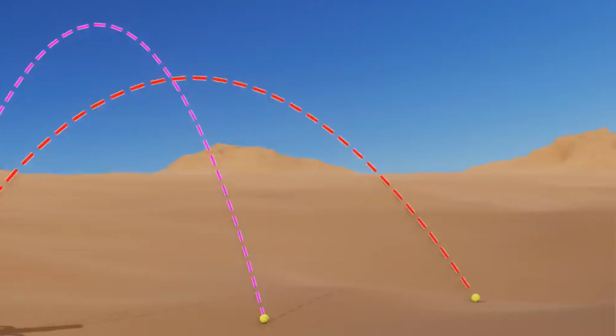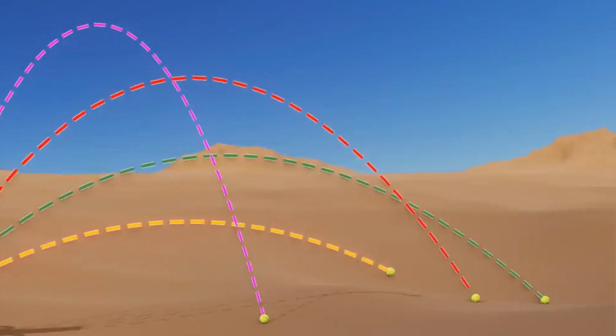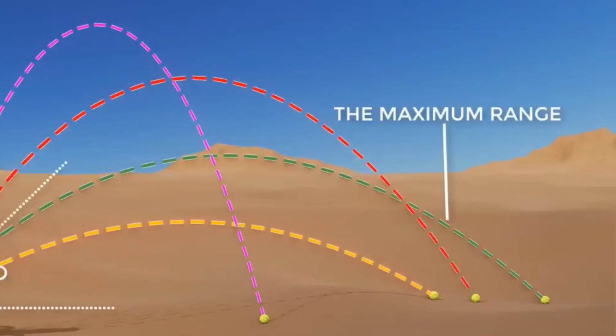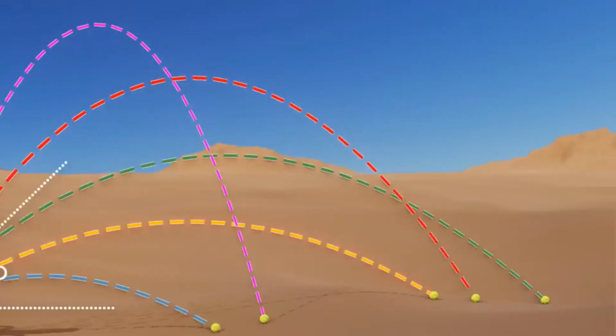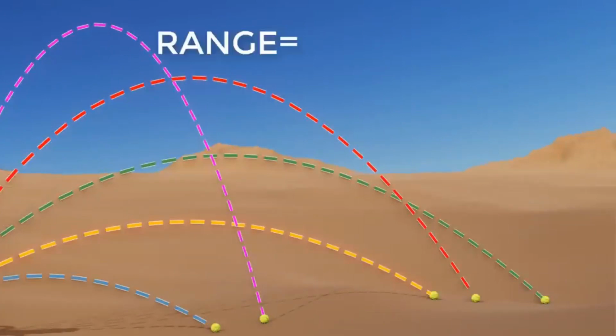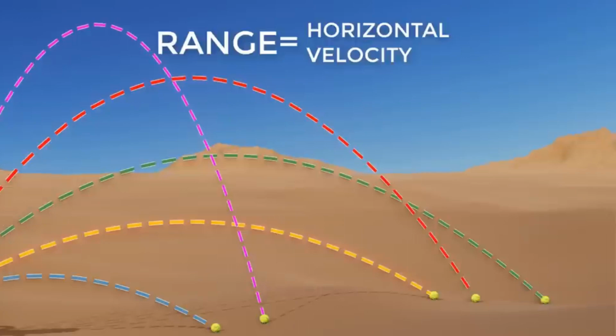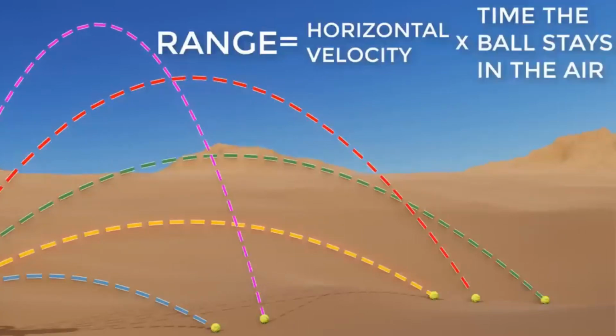When the cannon's angle is down to 45 degrees, the range becomes even higher. However, if you increase the angle after 45 degrees, the outcome is different. The range actually decreases. The maximum range is at an angle of 45 degrees. Before and after that, the range decreases. Can you guess the reason behind this? The range of the ball is the initial horizontal velocity you have given multiplied by the time duration it stays in the air.